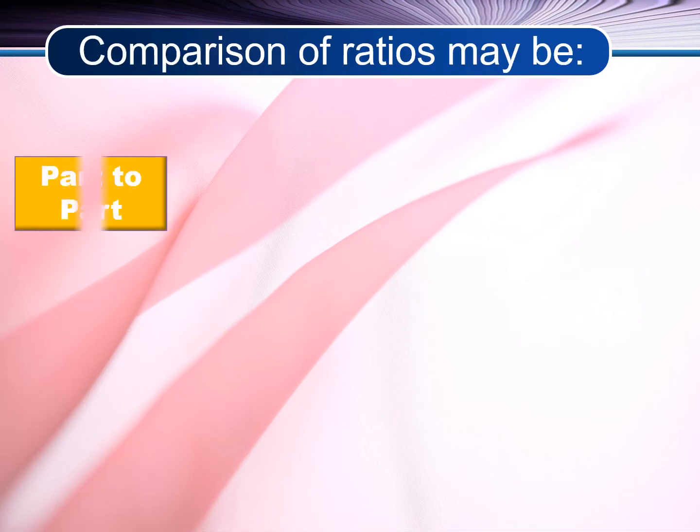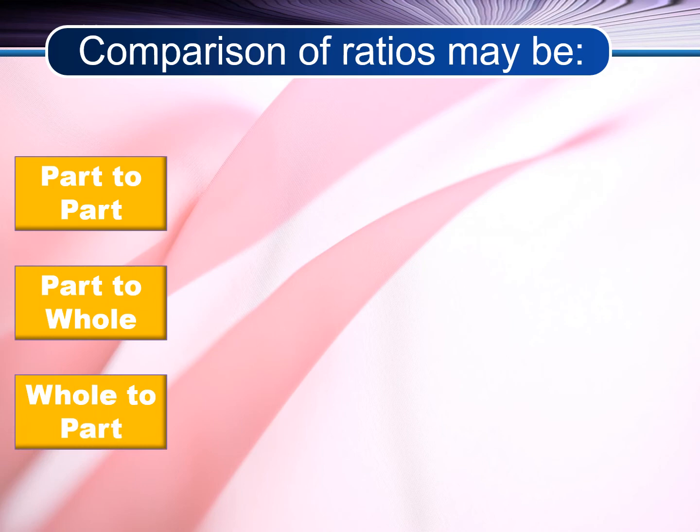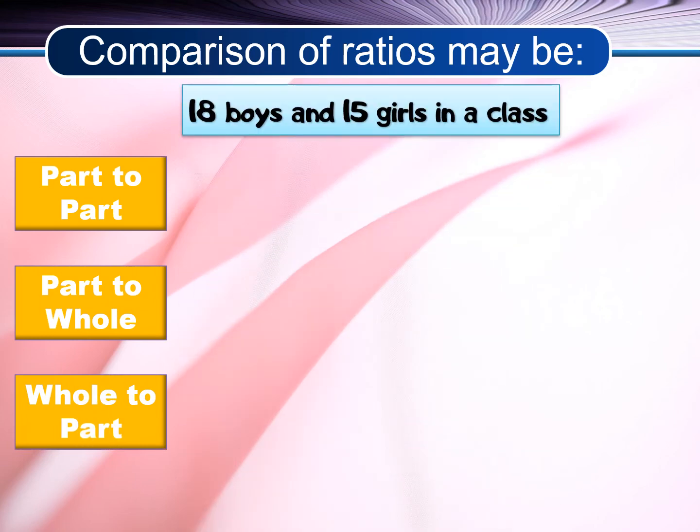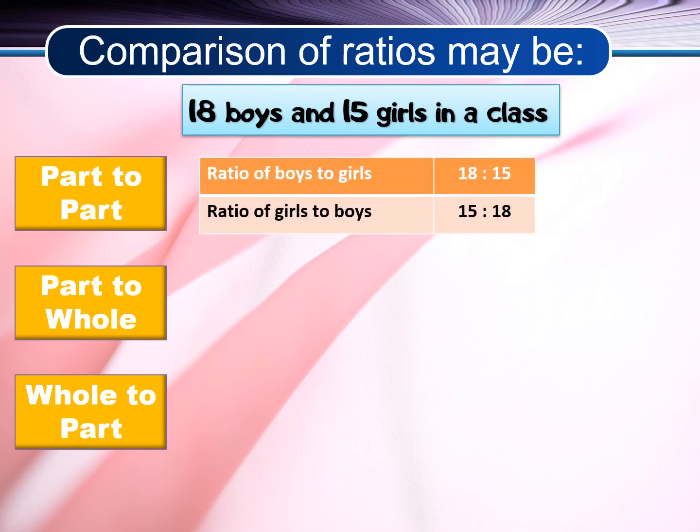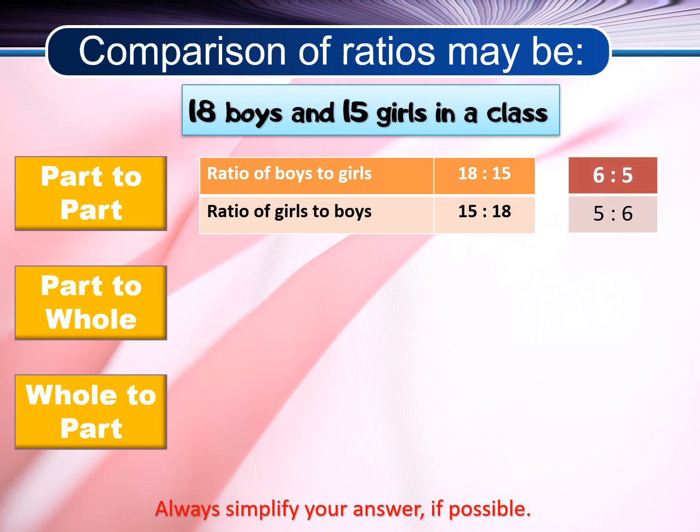Comparison of ratios may be part to part, part to whole, and whole to part. Let's take the example 18 boys and 15 girls in a class. In part to part, we can have the number of boys to girls, which is 18 is to 15, or number of girls to boys, which is 15 is to 18. Remember to always simplify your answer if possible. So in the ratio, we can still simplify it by dividing by its GCF, which is 3. So the simplified ratio now, using part to part, is 6 is to 5 for the number of boys to girls, and 5 is to 6 for the number of girls to boys.